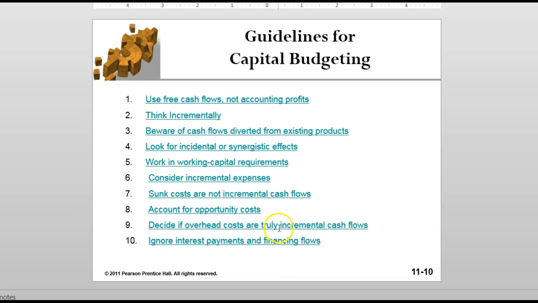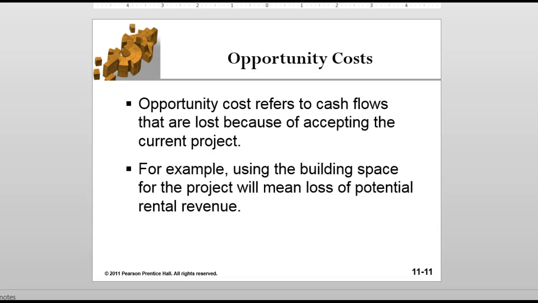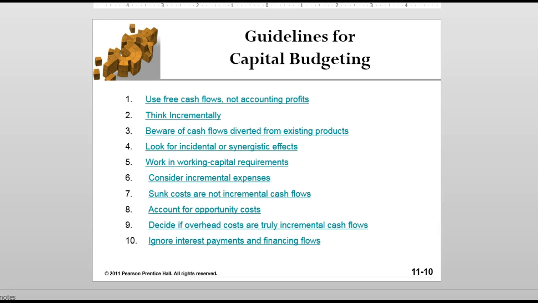And then we have opportunity costs. So what would you do with this money? We have to consider this. How would the money that you're going to invest in this project be used if it were not on this project? What are we passing up? How about using building space for the project? It will mean a loss of potential rental revenue. So you have to look and say, okay, yes, I could do this project, but what else could I do? That's called an opportunity cost. So you have to think about that.